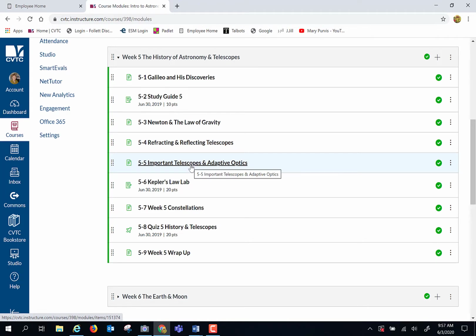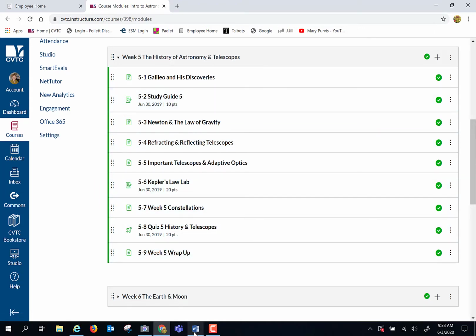Everything from Hubble, James Webb, Subaru, Kitt Peak. They are the superstars in the land of astronomy, and those are the important telescopes. And then a newer technology called adaptive optics that has made ground-based telescopes very, very useful. Kepler's Law Lab, we'll go into a discussion of that in a moment. Our constellations this week. And then the quiz this week is going to be over Kepler's laws and telescopes and Galileo and Newton. So that's what's up for this week.